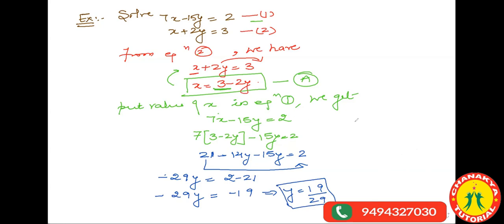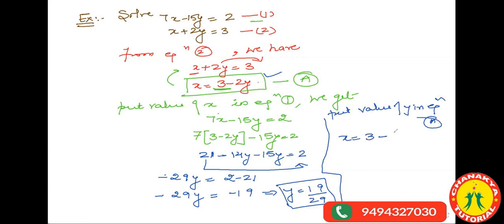Okay. Now, we have to find the value of x also. So just put the value of y in equation A. This is your equation A. Just put here x is equal to 3 minus 2y. So 38 by 29. Take LCM, beta, 29. 29 threes are 87 minus 38. So subtract it, then you will get 49 by 29. Is it clear, children? Substitution method? Yes, ma'am.